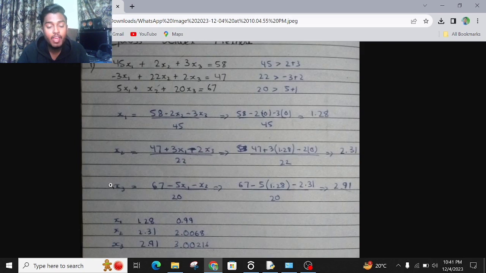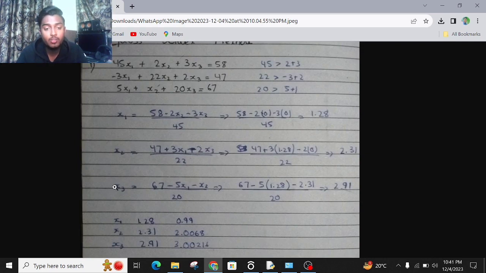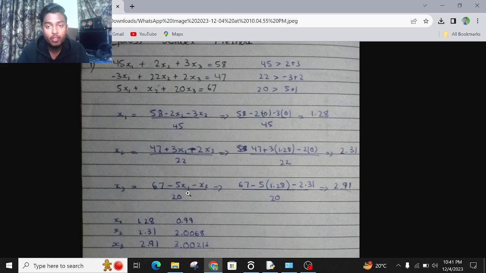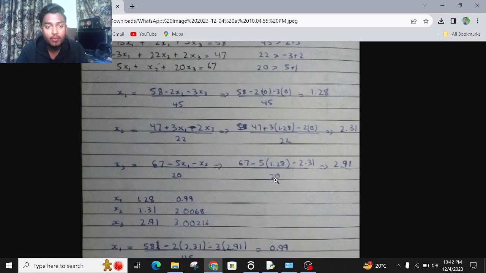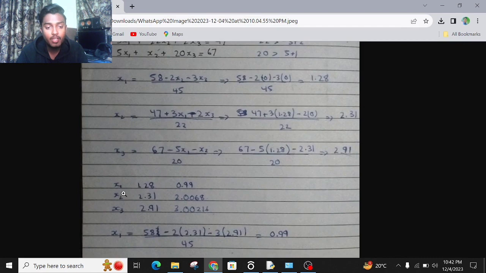Then to solve the third equation for x3, we keep x3 on the left hand side and transfer all the other values to the right hand side. Then we put x1 equals 1.28 and x2 equals 2.31. Then we get the answer for x3, which is 2.91. That is the first iteration of our solution. So we have x1 equals 1.28, x2 equals 2.31, and x3 equals 2.91.